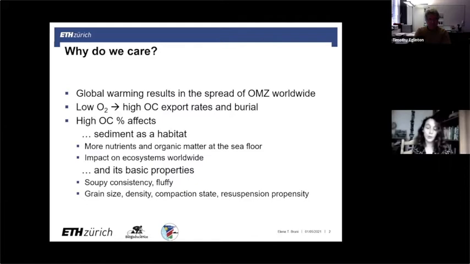We all know from the Benguela upwelling system that it's of soupy and fluffy consistency, or whatever you want to call it. This property is linked to the association of organic carbon with mineral grains, which affects grain sizes, density, and the compaction state of the sediment, and as well its erosion and resuspension thresholds. This is exactly what our study is interested in.